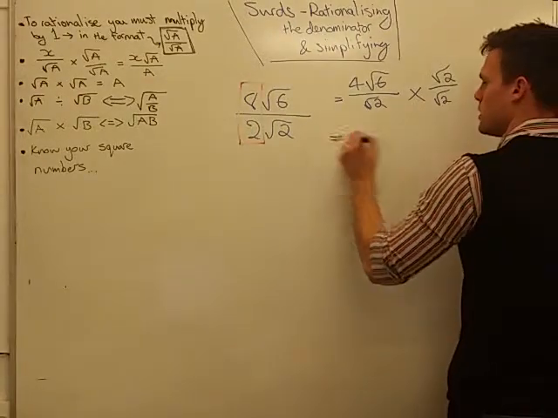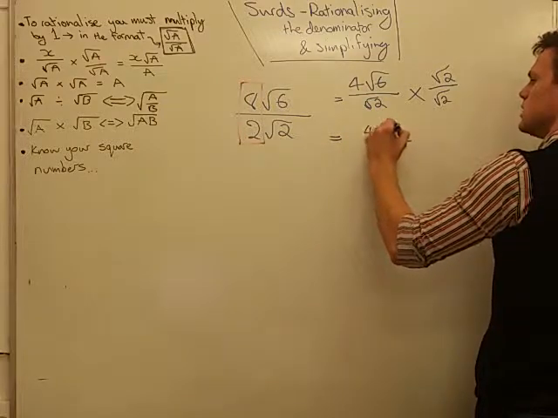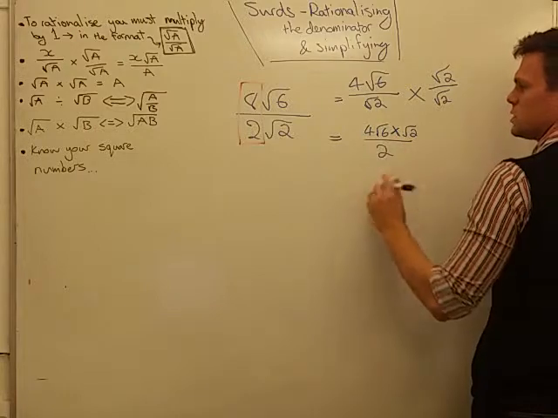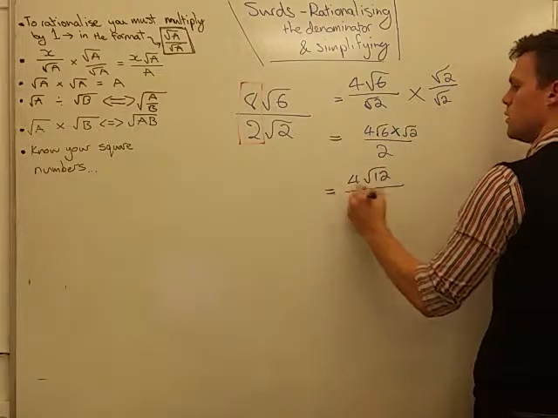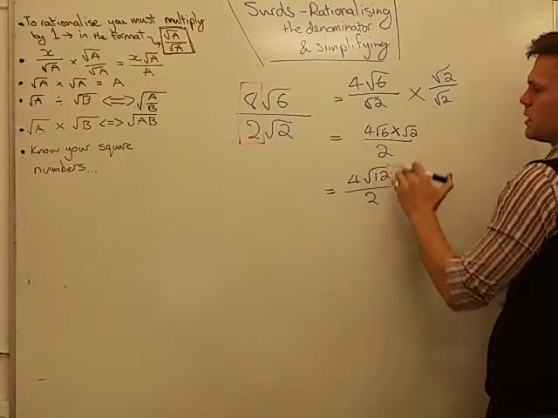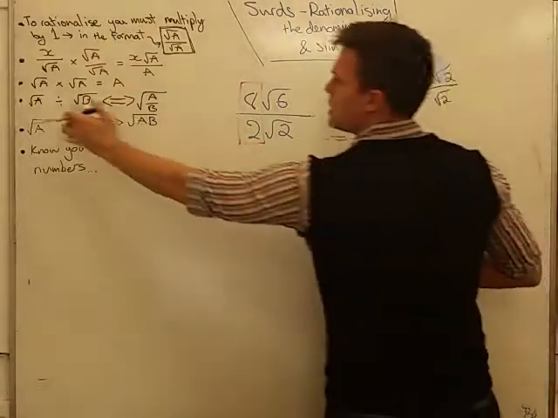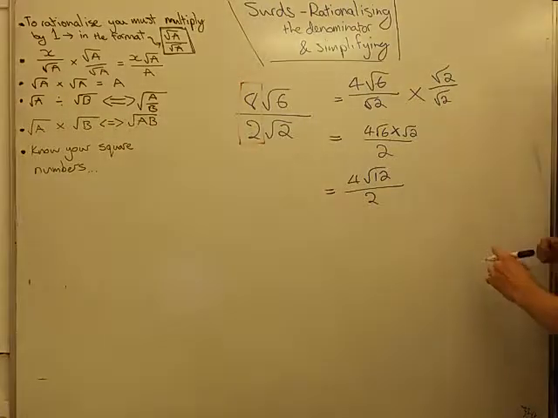Again, I'm going to end up with my denominator being 2, and I'm going to have 4 root 6 times root 2. 6 times 2, that's going to give me root 12, 4 root 12, all over 2. If you're wondering how I got to root 12, it's just 6 times 2. I'm using this rule here, root of a times b.